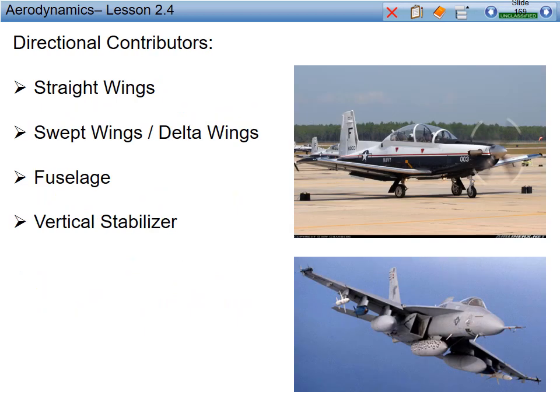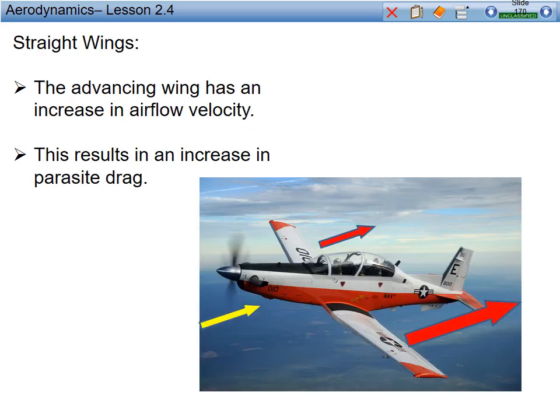Contributors to directional static stability are straight wings, swept wings, fuselage, and vertical stabilizer. Since straight wings are symmetrical on either side, a side slip will cause the wing on the side of that new side slip to be the advancing wing, and the side away from that side slip to be the retreating blade.